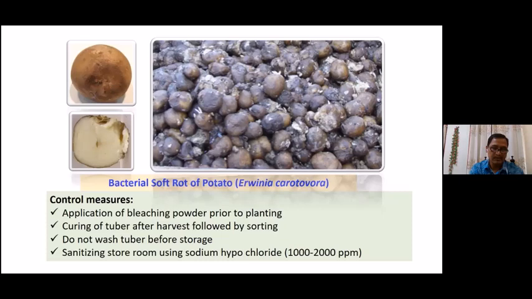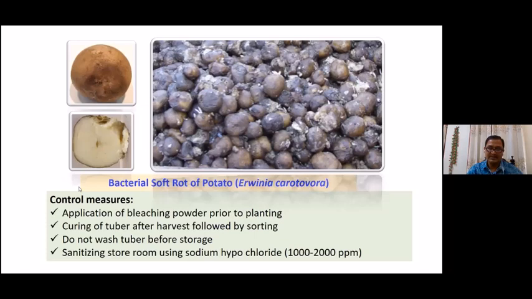Another point is that after harvesting the tuber, we need to cure them, because if we cure them, healing will be completed in the field, and that will help the tuber resist infection by other diseases. And do not wash the tuber after harvesting, is another point. Sanitization is important. Sanitize the storage room using sodium hypochlorite. I mean, where we are going to store them, we need to sanitize it using this chemical. So that will help to eliminate the bacterial soft rot disease.